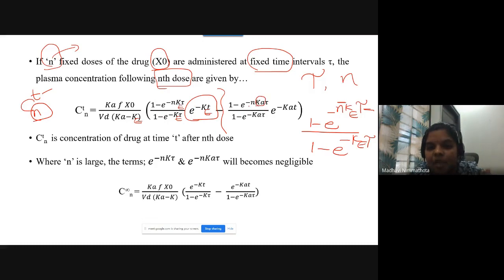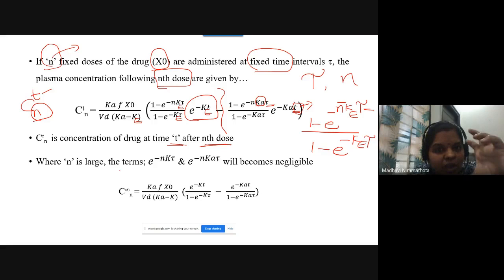See here, e to the power of n Ka tau, 1 minus e to the power of Ka tau, into e to the power of minus Ka t. Here you are going to write t and here you are going to write tau. Here we are taking dosing intervals into consideration and here we are taking a particular time of your dose. So this is what the equation is useful for calculating when you take n number of fixed doses. C t n is the concentration of drug at time t after nth dose.